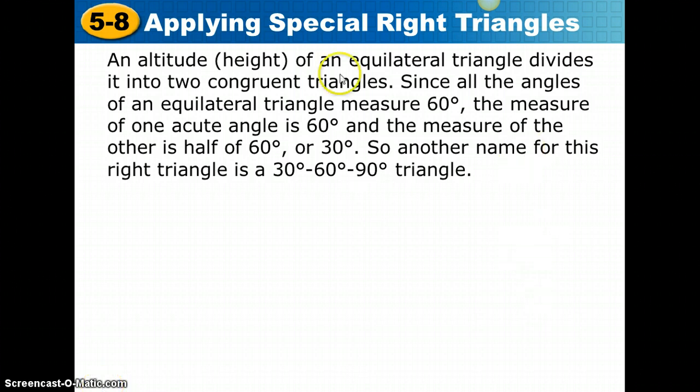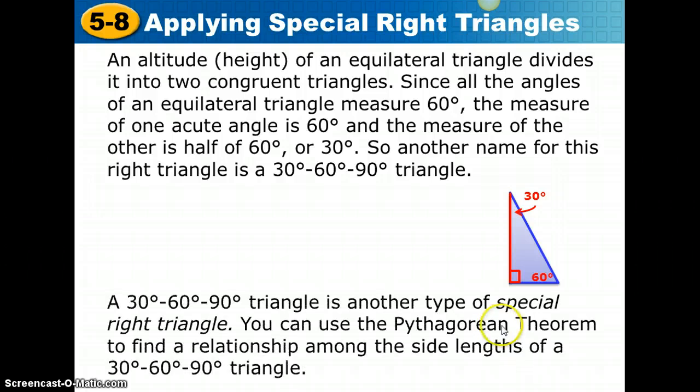Alright, so if we start with an equilateral triangle, remember, all sides are congruent, and we draw in an altitude or a height, we get two congruent triangles. Now, since all the angles of an equilateral triangle measure 60 degrees, the measure of one acute angle is 60 degrees, and the measure of the other is half of 60, or 30 degrees. So another name for this right triangle is a 30, 60, 90.